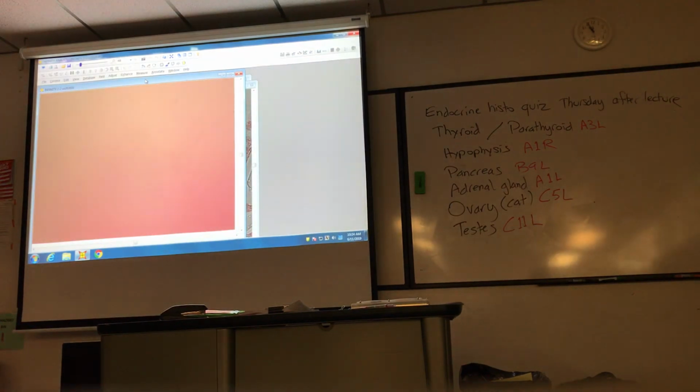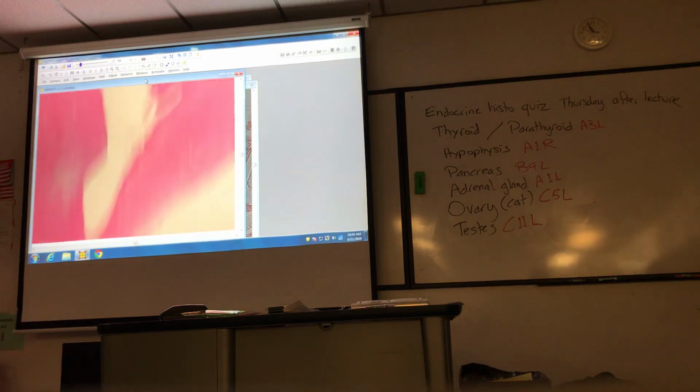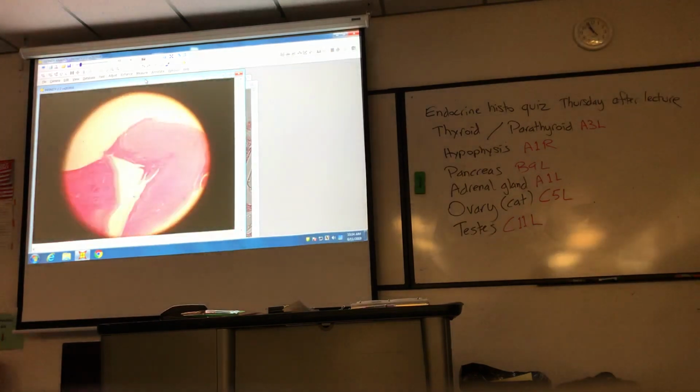Hypophysis. Just use low mag for this. I'm going to give you a lab time on Thursday. Maybe I can go lower. This is a 20x. Lower.